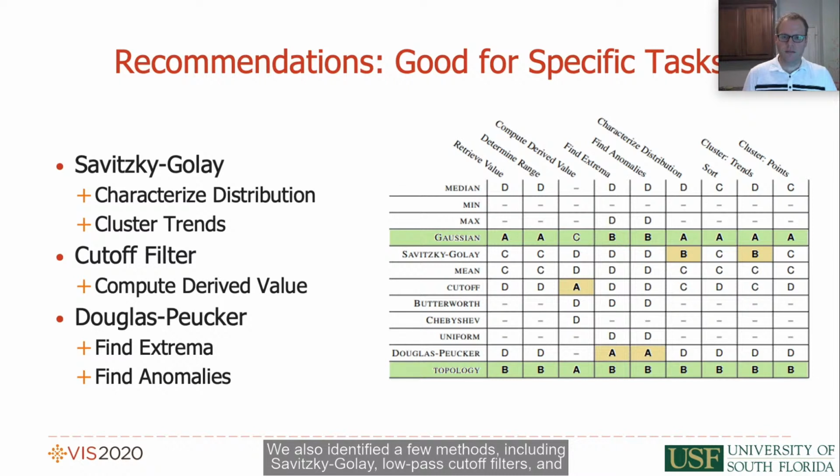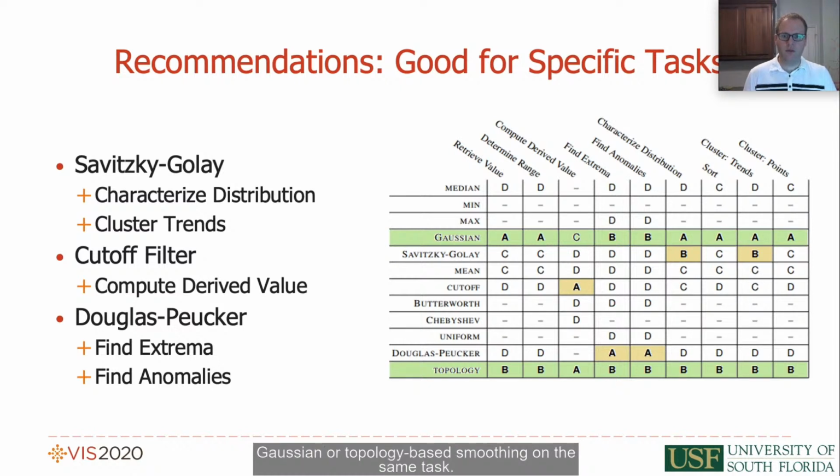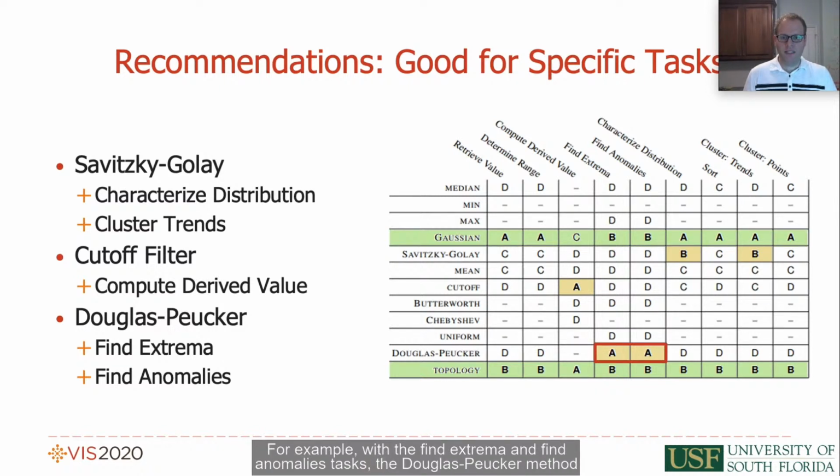We also identified a few methods, including Savitzky-Golay, low-pass cutoff filters, and the Douglas-Peucker method that performed well for specific tasks, often better than the Gaussian or topology-based smoothing on the same task. For example, with the find extrema and find anomalies tasks, the Douglas-Peucker method was the single most effective technique. Therefore, if this task is critical to your analysis, using Douglas-Peucker should be considered.